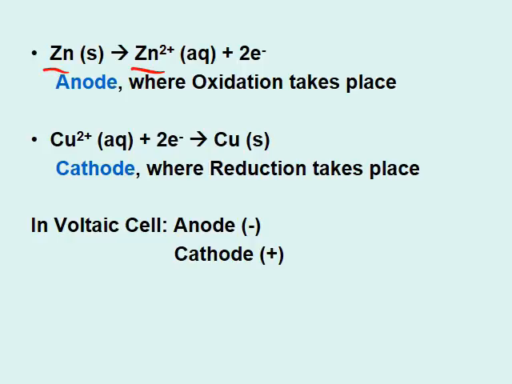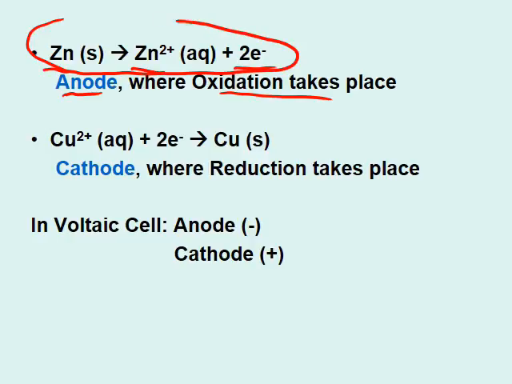Zinc is forming zinc 2 plus and giving off 2 electrons per zinc atom. Or in terms of moles, 1 mole of zinc gives off 2 moles of electrons and changes into zinc 2 plus. This reaction happens at the anode. Normally we say the anode is where oxidation takes place, because this is an oxidation reaction. Oxidation means loss of electrons, a reaction where there is a loss of electrons from the reactant.